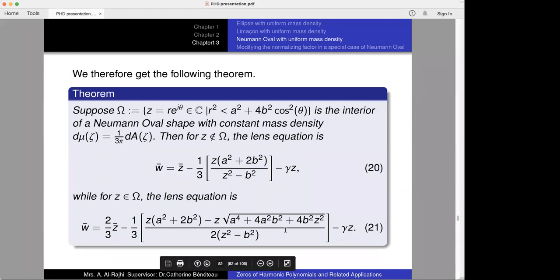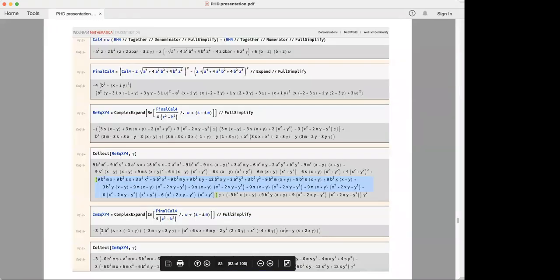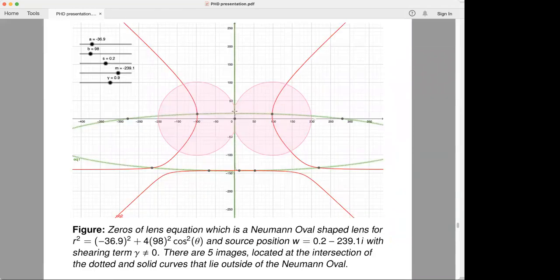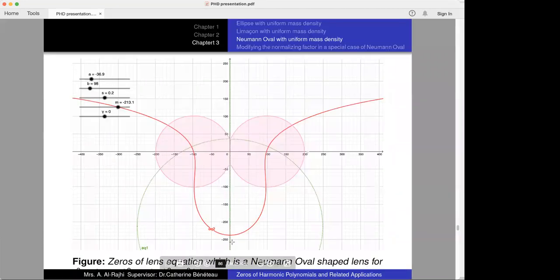It's the same discussion for the number of zeros, but here we make a conjecture, because we went through a numerical experiment, as you can see here. For z outside the domain, we will have 5 images when the shear term is not 0, while here, when the shear term is 0, we have just 1 solution. All of this is only numerical, because we couldn't solve it and get the exact solution.